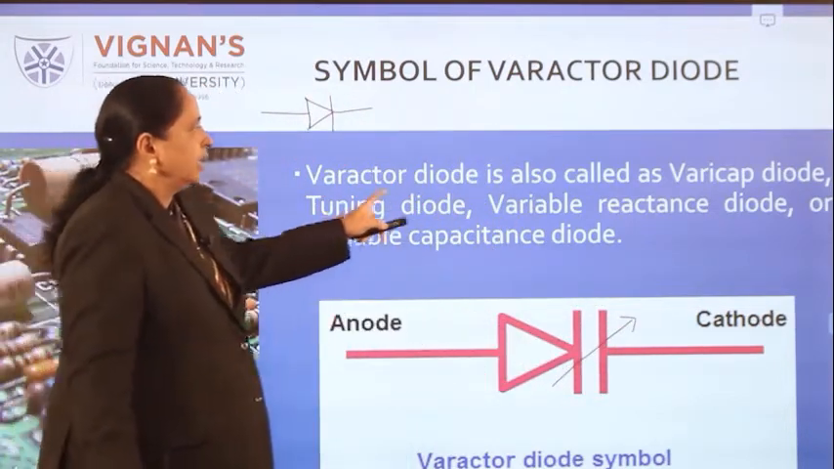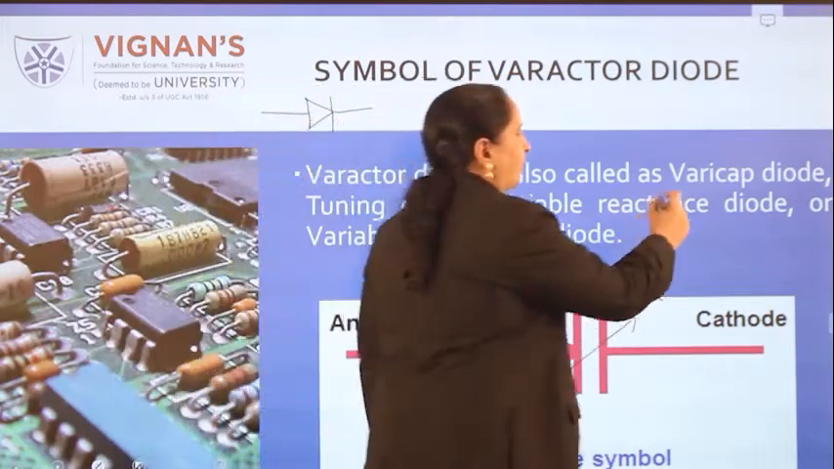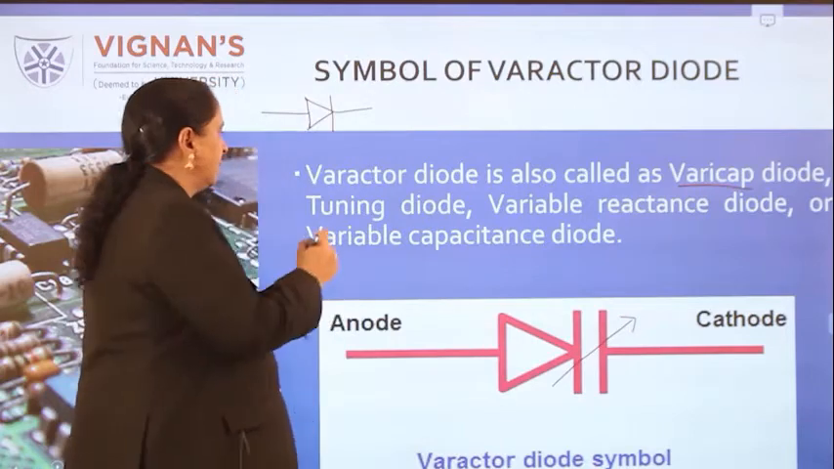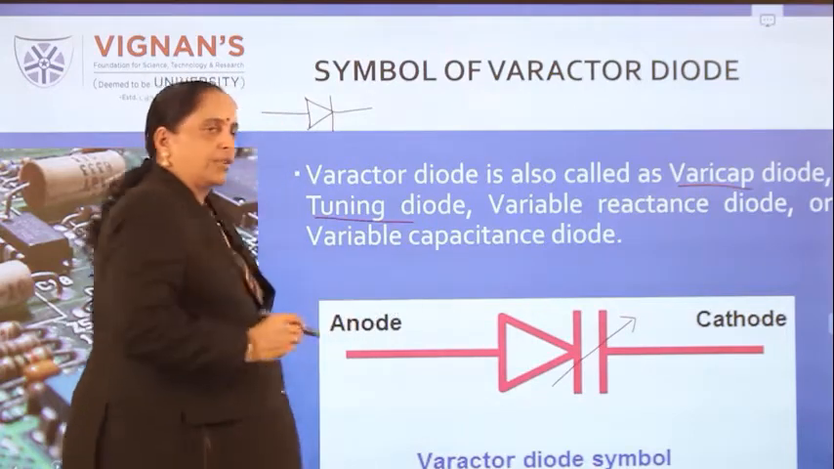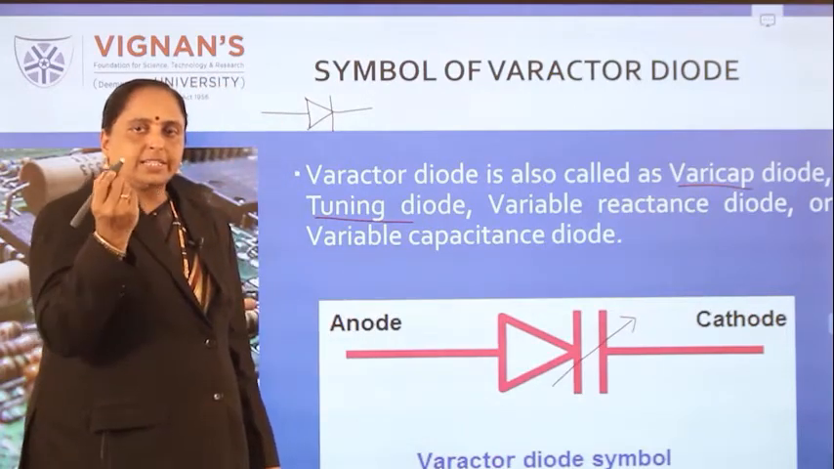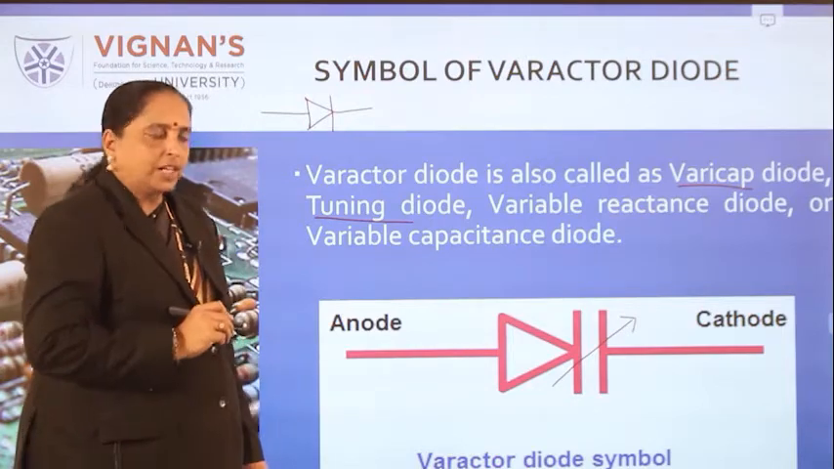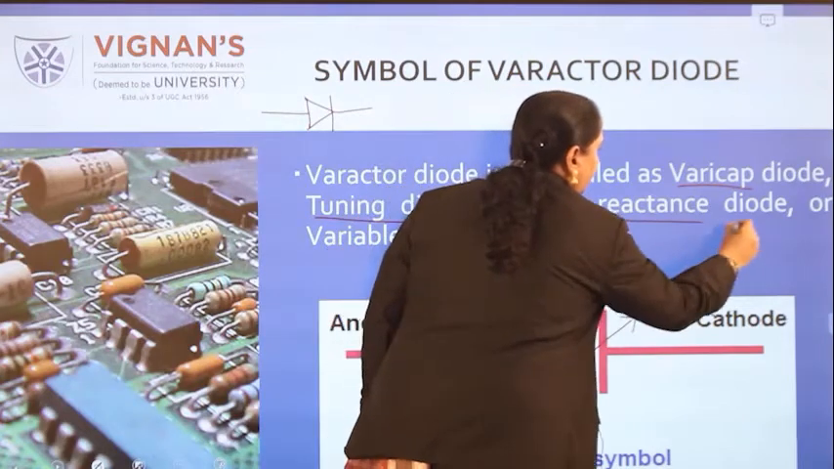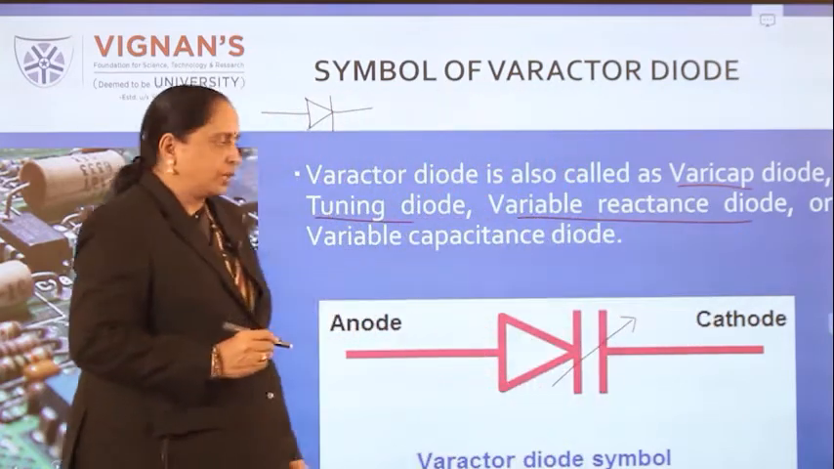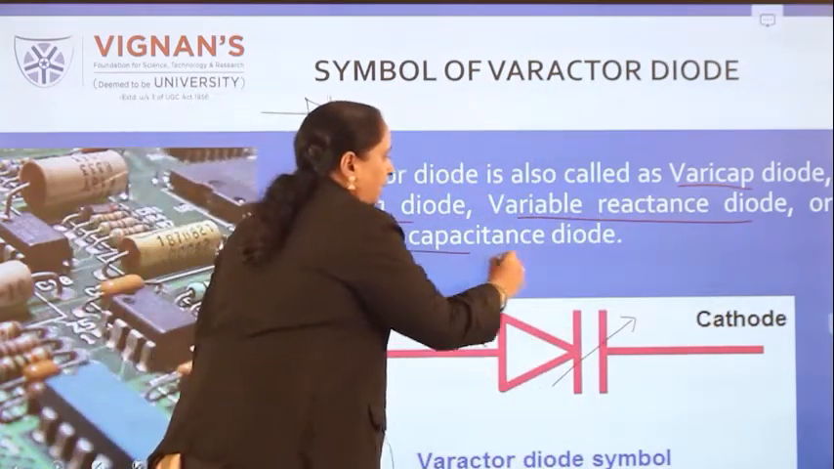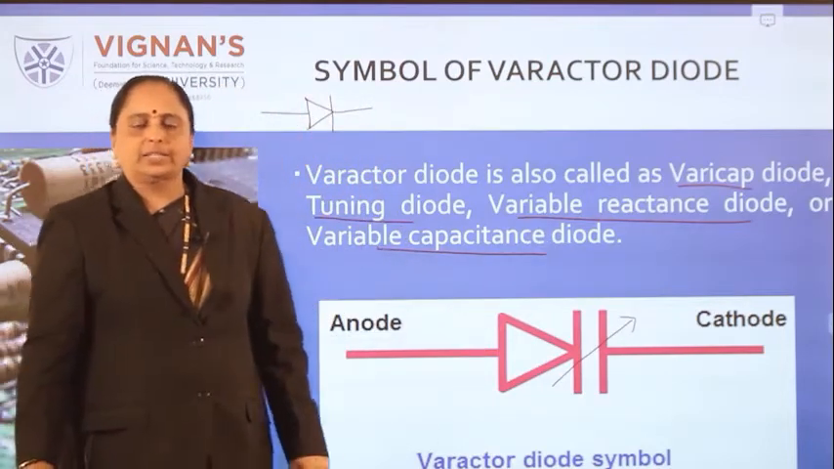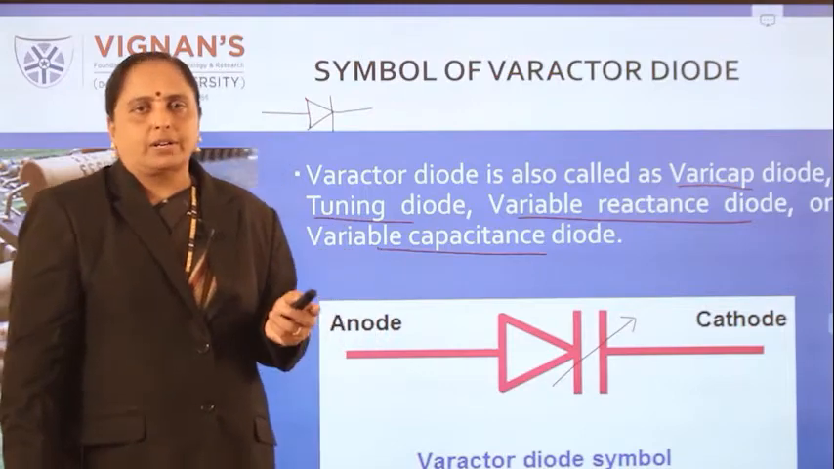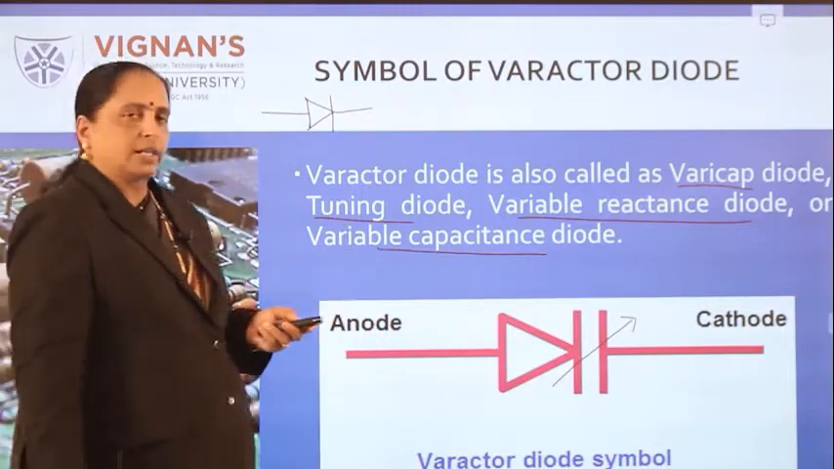There are several names for the varactor diode. One is varicap, that is variable capacitor, or tuning diode, because whenever the capacitance is changing, indirectly you are changing the frequency. Or variable reactance diode, because the reactance is a capacitive reactance, or variable capacitance diode. Like that, varicap or voltacap we can also call it. There are several names for a varactor diode.